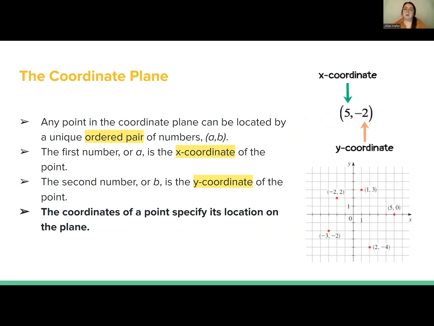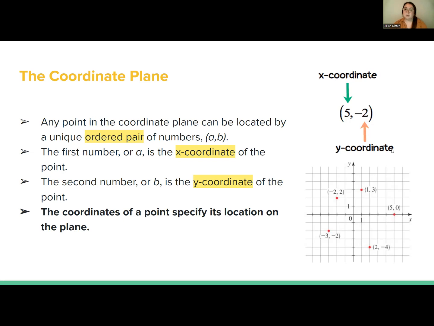So, like we said, any point in the coordinate plane is located by its unique ordered pair of numbers (a, b), where, in this example, 5 comma negative 2, the x-coordinate is that first number, the y-coordinate is the second number. So that's how we write out our ordered pairs, like we see here on this graph as well. We have a bunch of different ordered pairs here. Each time it's always the x value first, y value second, comma in between, parentheses around the whole thing.